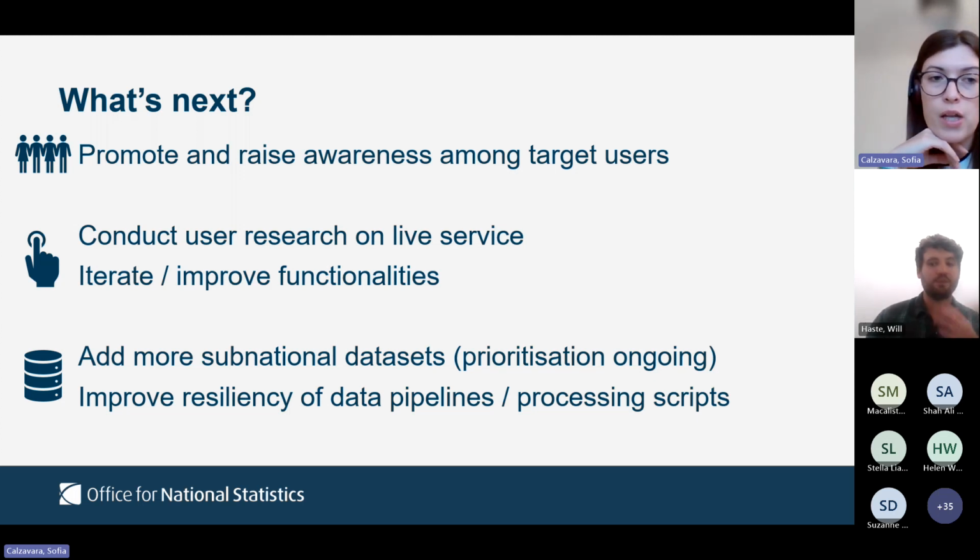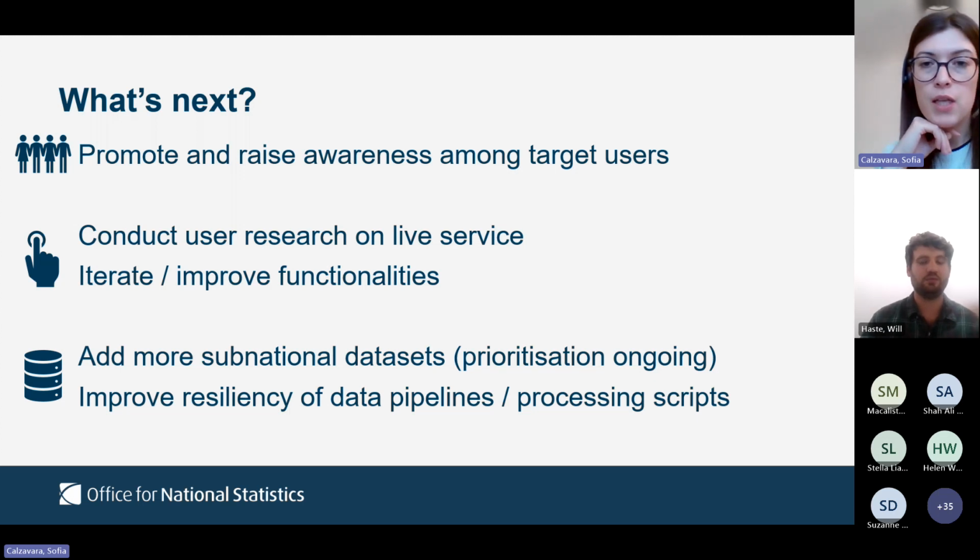So what are our priorities next? Really, I guess, three main priorities. The first one is around promoting and raising awareness among our target users. This webinar is an example of that, because obviously we have made a lot of investment in building this service and we want to make sure it brings value to as many users as possible. The second priority for us at the moment is to conduct user research on the live service, and this helps us to improve and iterate on the existing functionalities and decide what new functionalities to build in the future.